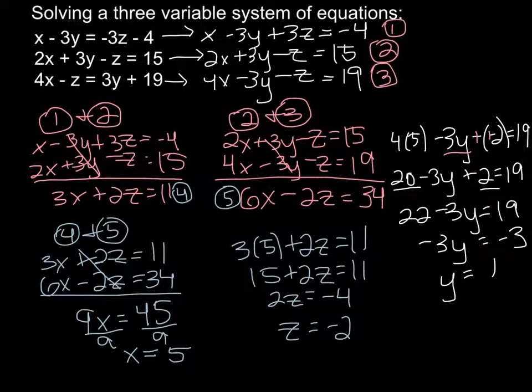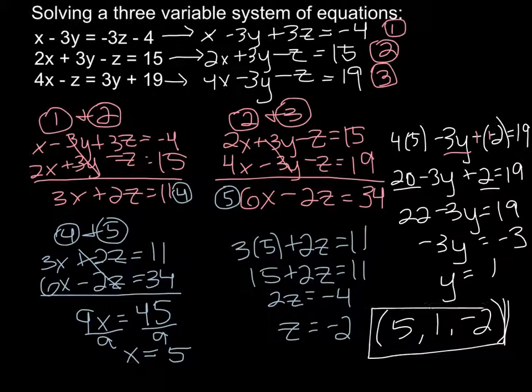And since it's not a word problem, we're writing our answer as coordinates in the order x, y, z. So 5, 1, negative 2 is our final answer. And again, we're writing those as coordinates, so in our parentheses. If it were a word problem, then you would have to say 5 of these, negative 2 of these, 1 of these. You'd have to actually label them.